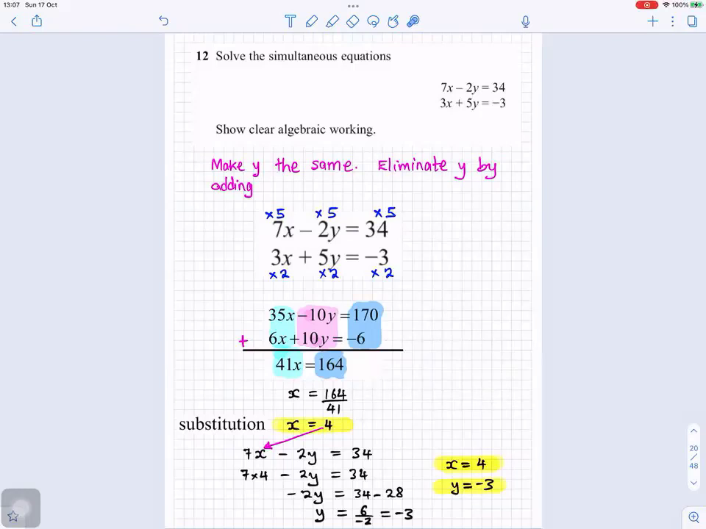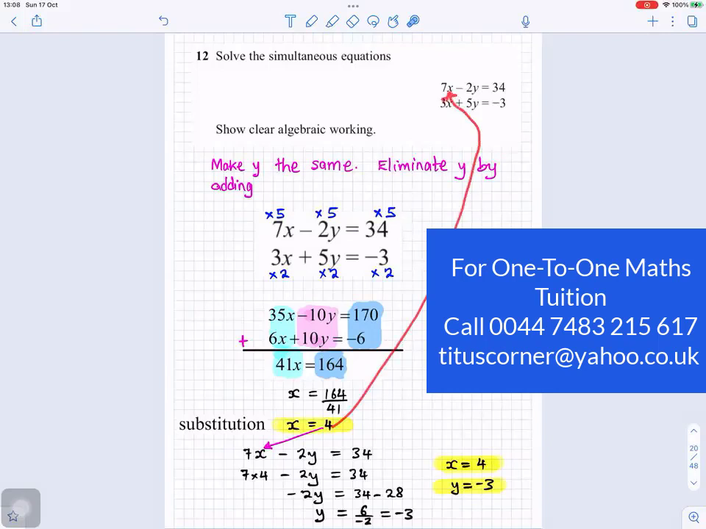So, substituting x equals 4 in the first equation: 7 times 4 minus 2y equals 34. 7 times 4 is 28. Minus 2y equals 34, so 34 minus 28, divided by minus 2. 34 minus 28 is 6. You divide by minus 2, you get minus 3. So x is 4 and y equals minus 3.